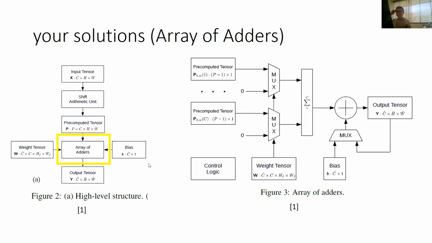First thing we're going to do is, for each output layer, tilde C here, write the bias to the output tensor. And then for each input channel 1 to C, we're going to use the weight tensor to select the correct pre-computed value using a multiplexer. And then we'll sum those up using an array of adders along with the bias that's already stored in the output tensor. And we'll have to do this for each level of quantization. So in our example, we'll do it twice. So there actually are n more additions in shift CNN.